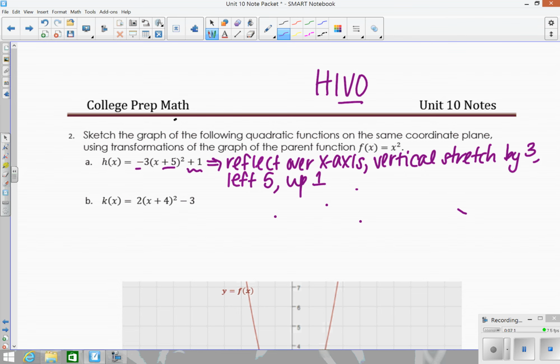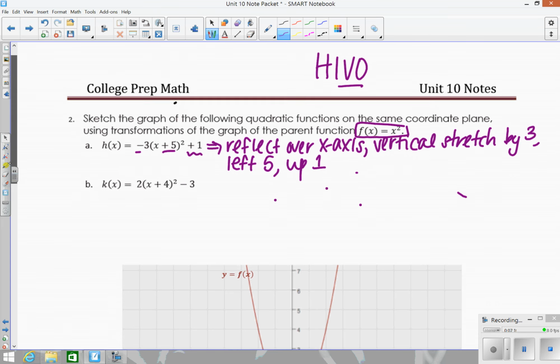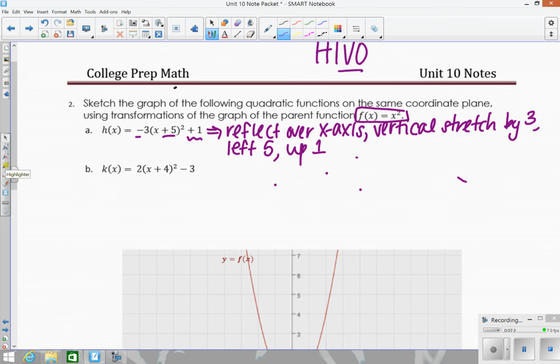So basically I'm going to start with this parent function and do each of these things to it. Now you could do them all in one step, but I would recommend breaking it down into at least 2 different steps. Usually in my first graph, I'll do the reflection and the vertical stretch at the same time. And then once I get that, I shift it. So let's actually look at that.